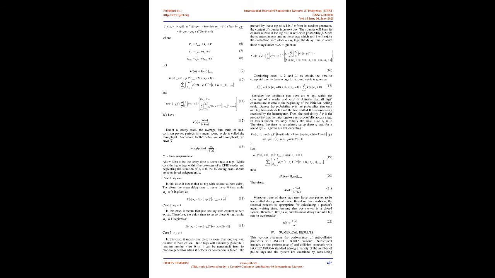Under a steady state, the average time ratio of non-collision packet periods in a mean round cycle is called the throughput. According to the definition of throughput, we have throughput_n equals n T_s over T_n, (13). Delay performance: allow X_n to be the delay time to serve these N tags.